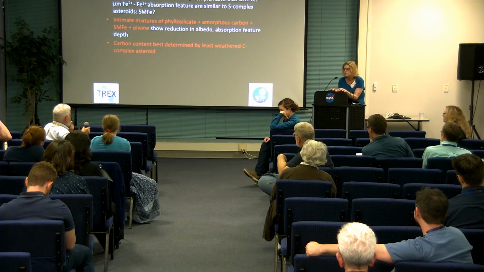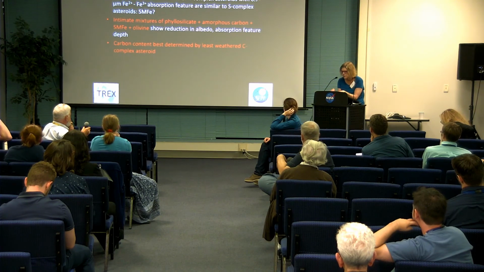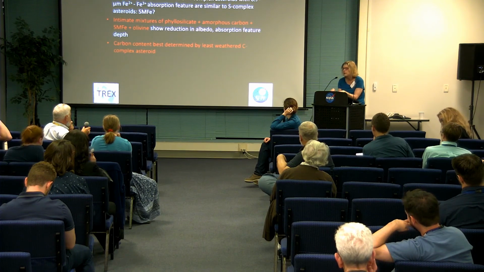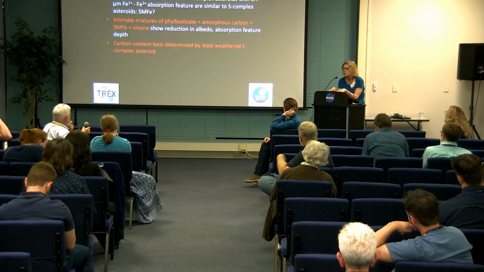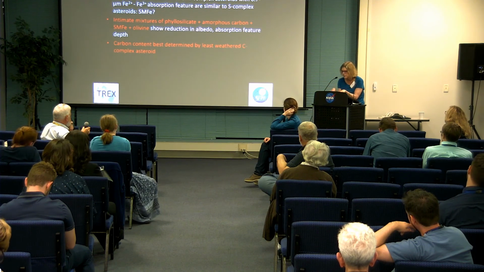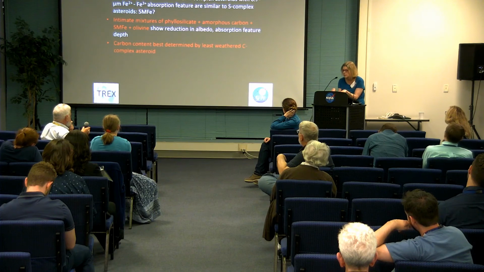But our work with the S-complex weathering process suggests that we do need a very small amount of olivine. We need olivine to start forming a small amount of nanophase iron to get to where we start seeing the weathering effects in the UV, and we'll see them before we start seeing them in the VNIR.